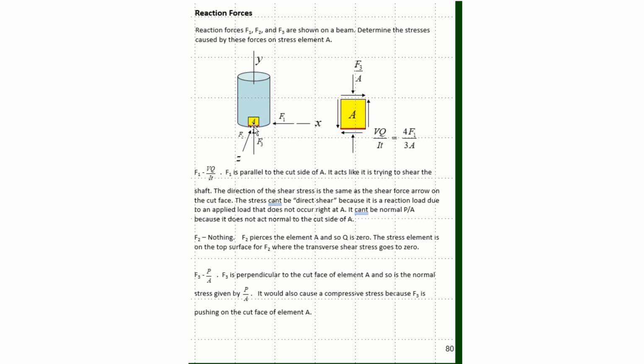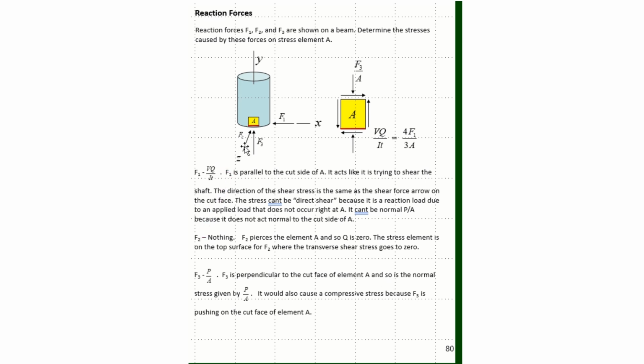And so in the X direction, I have a negative F1. In the Y direction, I have F3 pushing up. And in the negative Z direction, I have F2. So if I come now and look at element A, I can see that this F1 is parallel to the cut edge of element A, so this is going to cause VQ over IT, where V would be F1.